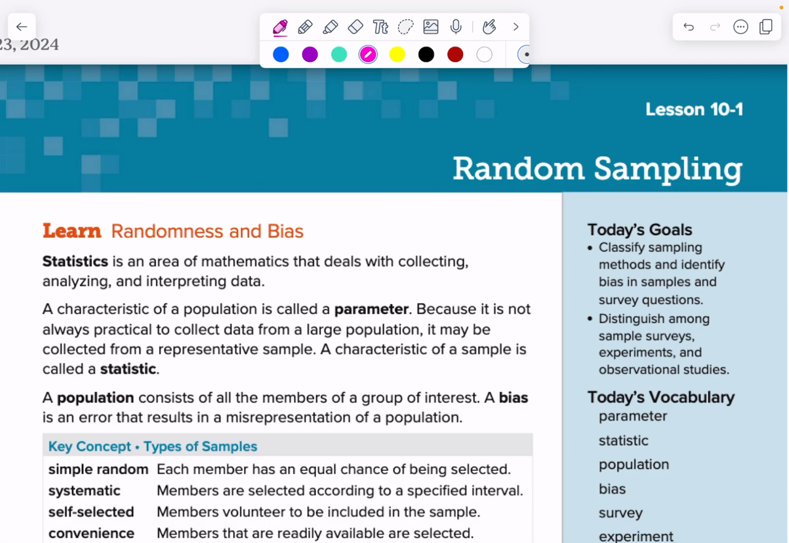So if you're a senior and you actually take my statistics class, we deal with a lot more in depth. But this is just kind of scratching the surface on what statistics encompasses and that type of thing.